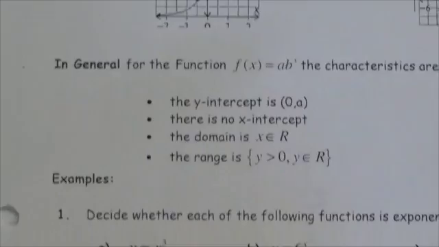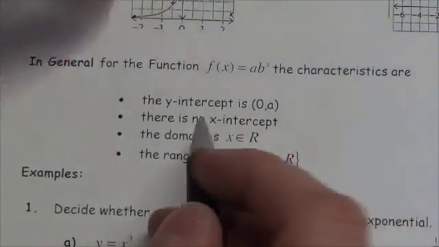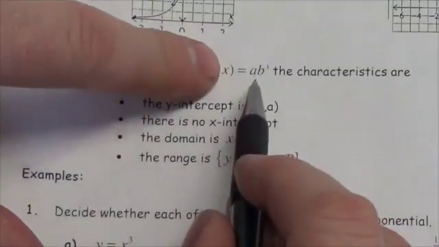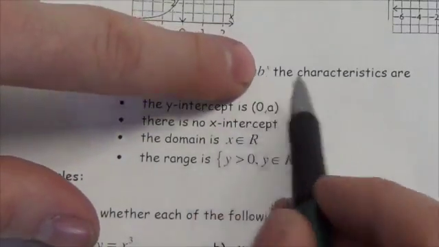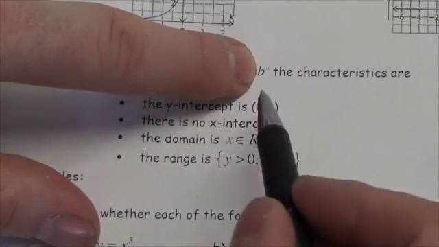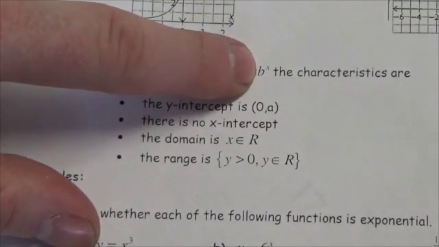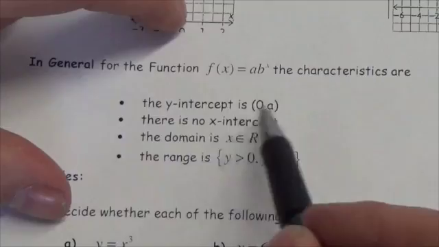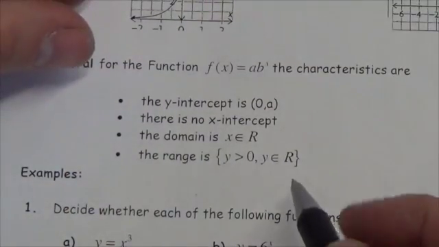Some other characteristics that you should be familiar with: the y-intercept is always going to be (0, a). That's essentially because if you let x go to 0, which is what you would do if you're looking for a y-intercept, b to the 0 is 1. We saw that before. And then 1 times a is just going to be a. So the y-intercept would naturally be a.